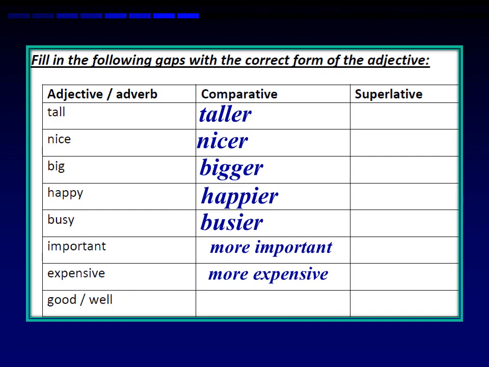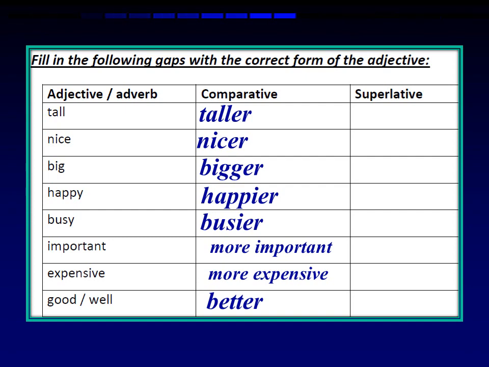Good or well. Good is an adjective and well is the adverb. Okay, what is the comparative form of these two words? The comparative form is better. I can say better followed by than. I can say my mark is better than yours.